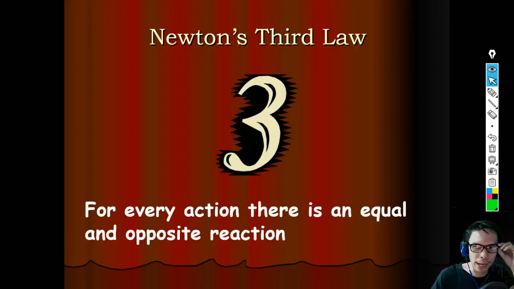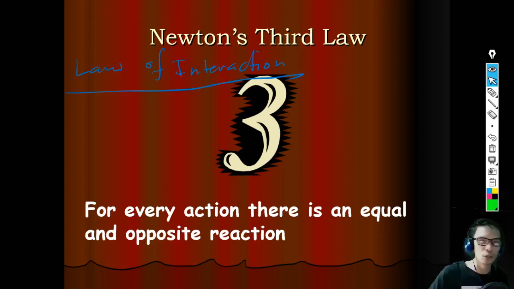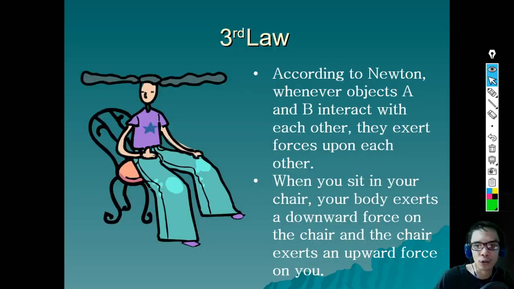Alright, so we go now to the third and last, Newton's third law, also known as the law of interaction. It is stated simply as: for every action, there is an equal and opposite reaction. It means that if a force is going this way, there is another force opposite to that force going in the opposite direction. That is what this law of interaction is all about.